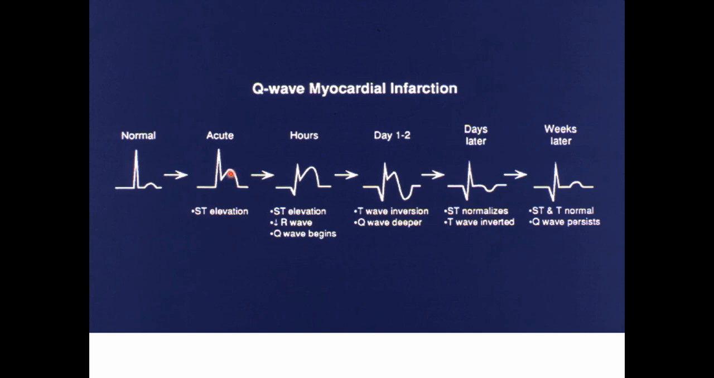And here, after a few hours of this acute MI, you can see now Q waves have started forming, and this R wave height is also decreasing. R wave height decrease होने का मतलब है मायोकार्डियम का मास कम हो रहा है, और Q wave का मतलब है कि नेक्रोज्ड एरिया को शो करती है.